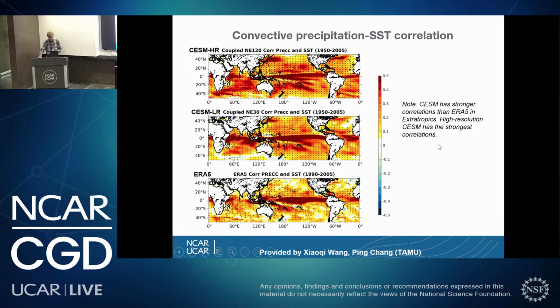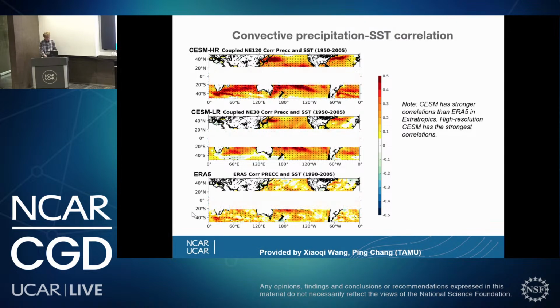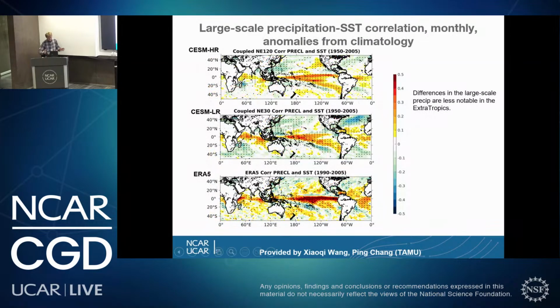High resolution has the strongest correlation. If I apply a very sophisticated filter to remove tropical influence, which is that, you can focus on the extratropics. That's a joke. Hopefully you can see from this that the correlations in the CSM, in high-res and low-res, are stronger than in ERA5, the bottom panel. So that's one result, and we can talk about why later.